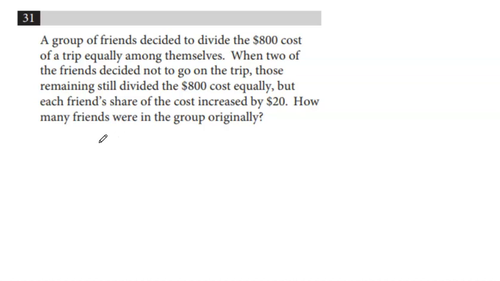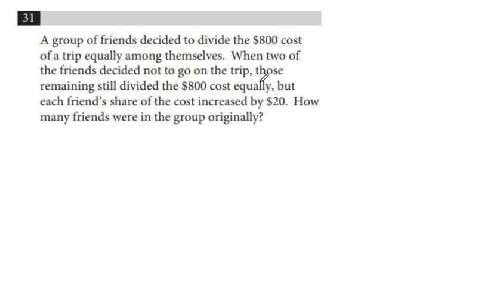All right, so this question says a group of friends decided to divide the $800 cost of a trip equally among themselves. When two of the friends decided not to go on the trip, those remaining still divided the $800 cost equally, but each friend's share of the cost increased by $20. How many friends were in the group originally?